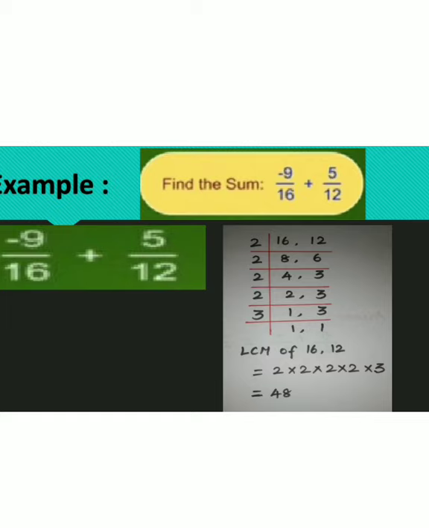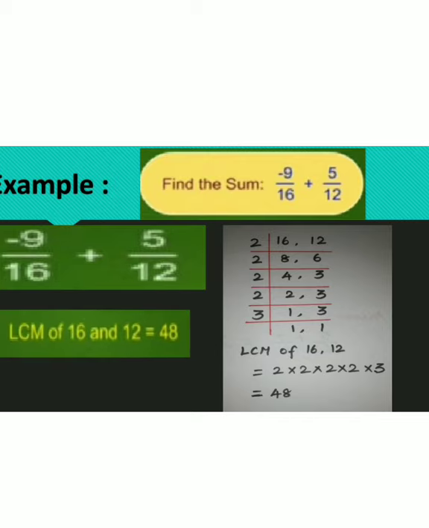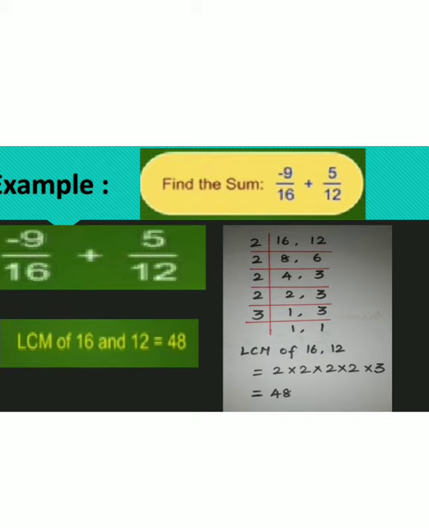So as it is we are writing. Then 2 1s are 2, 3 as it is we are writing. Then 3 1 comma 3 1 is 3. So LCM of 16 comma 12, the factors are 2 into 2 into 2 into 2 into 3. So 2 2s are 4, 4 2s are 8, 8 2s are 16 and 16 3s are 48. So now we can take the first fraction. LCM of 16 and 12 is 48.